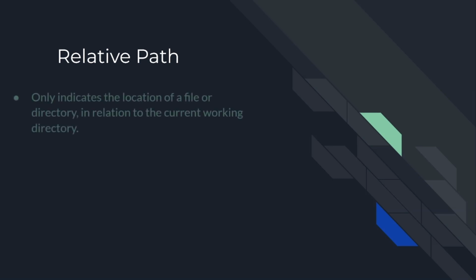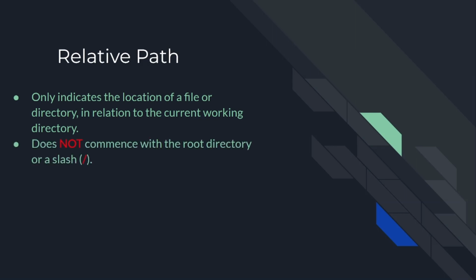Now let's shift our focus to the second type of path, the relative path. Unlike absolute paths, a relative path indicates the location of a file or directory in relation to the current working directory. Notably, it does not commence with the root directory or a slash. Instead, it furnishes a path relative to the existing location.